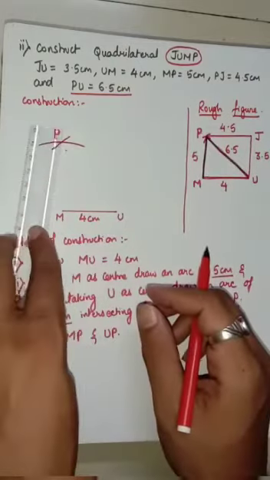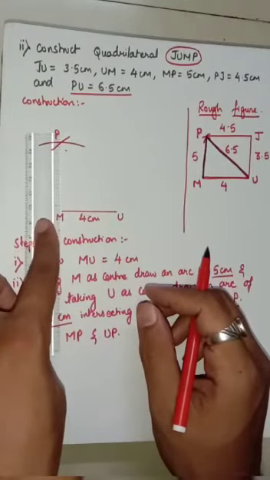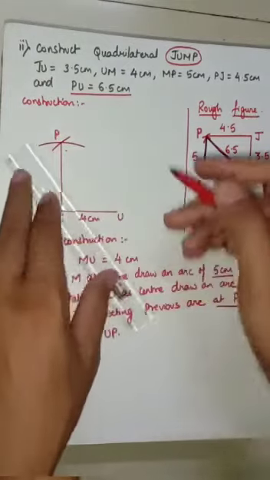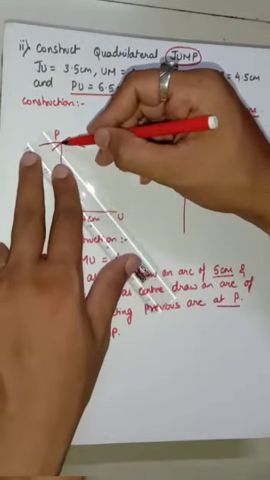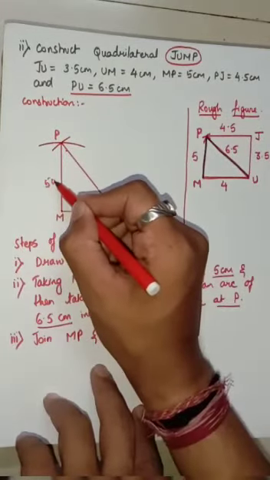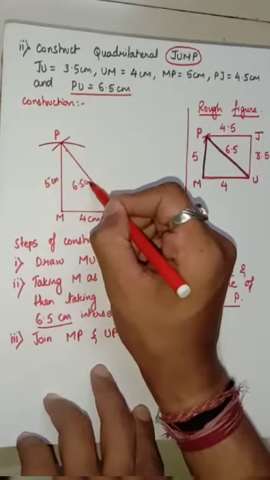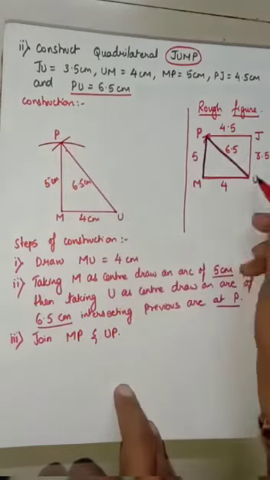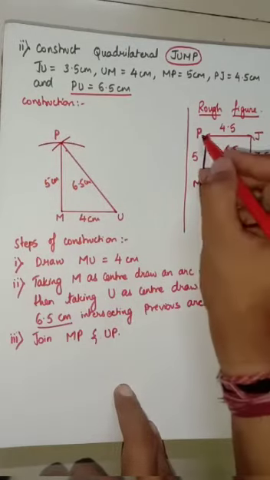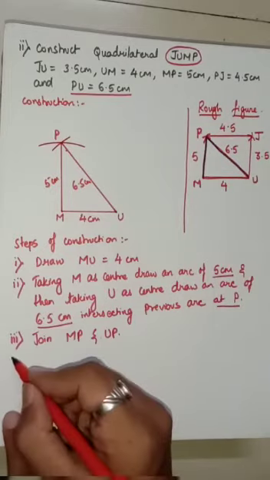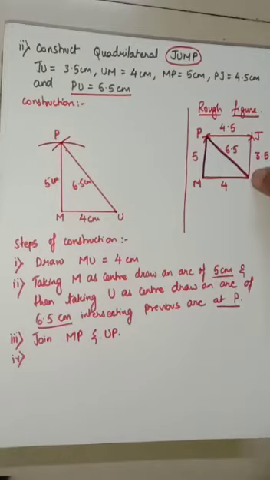So this we have joined. MP is 5 centimeter and UP is 6.5 centimeter. Now similarly we will choose points U and P. From U we will draw an arc of 3.5 and from P an arc of 4.5, so we will get the point J. From U we have to cut an arc of 3.5 centimeter.